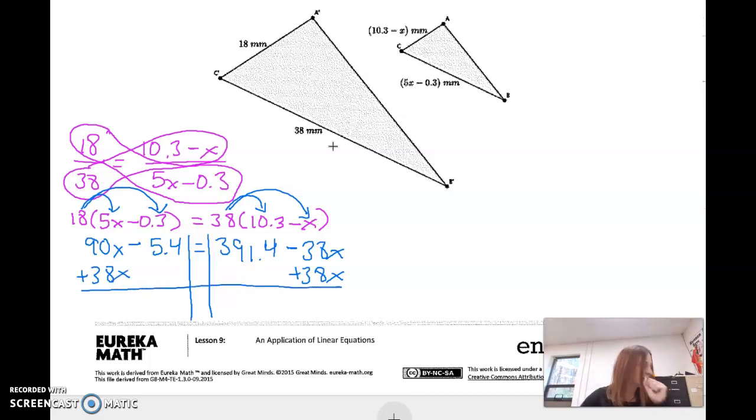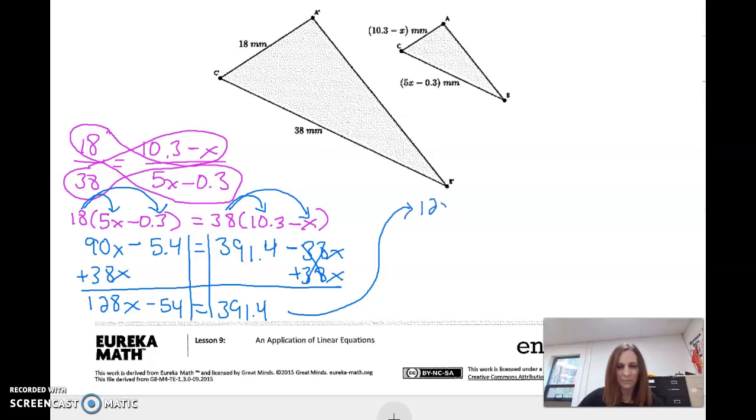So if I have 90 x's plus 38 x's, that's 128x. Bring down my minus 5.4 equals 391.4, and that cancels out. Did not leave myself enough room, but that's okay. So if you had room, you could keep going.